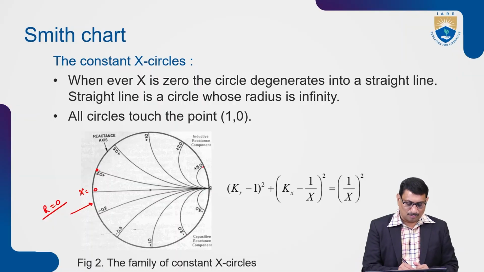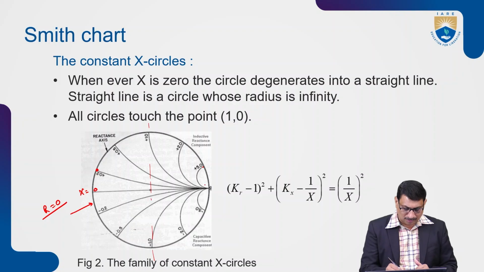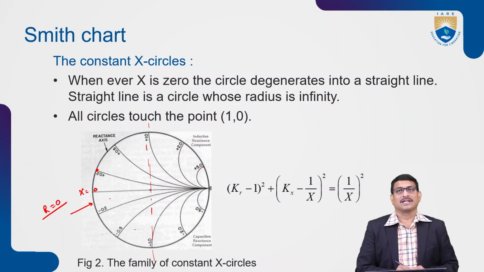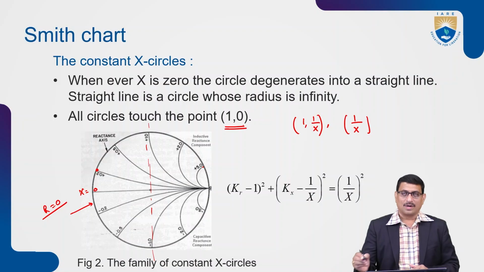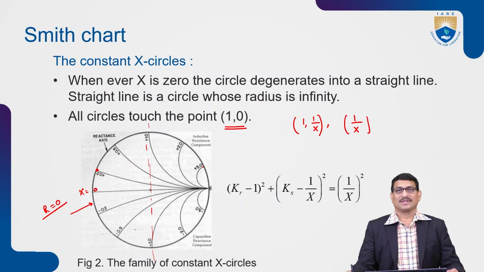So this is X is equal to 0.2, 0.3, and this is the X is equal to 1 circle, and below that is the X is equal to minus 1 circle, right? And these are the family of X circles, whose center is at 1 comma 1 by X, and whose radius is 1 by X. And here also, all the X circles pass through the point 1 comma 0, right?